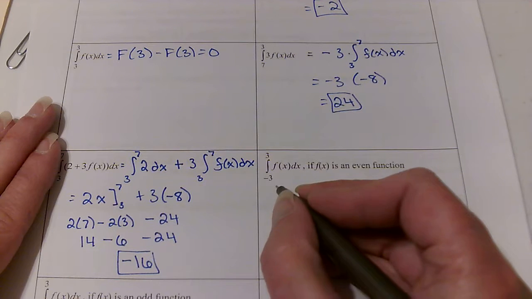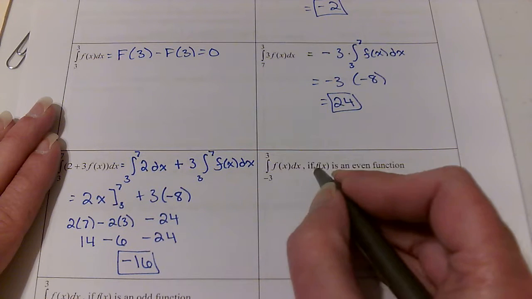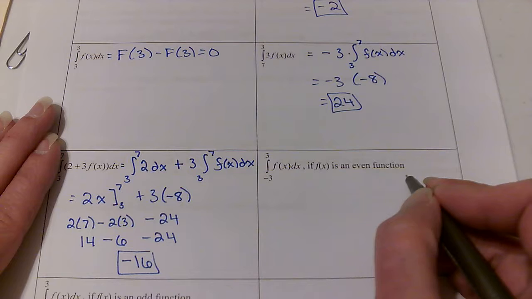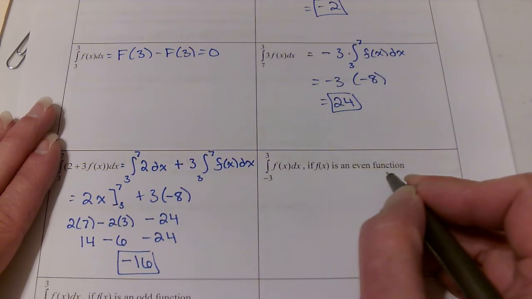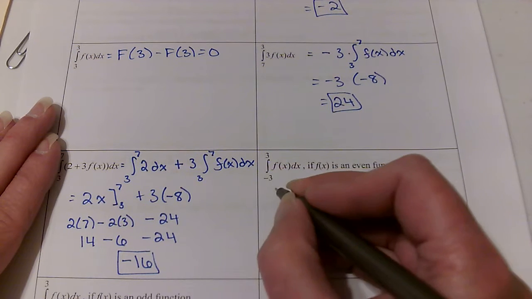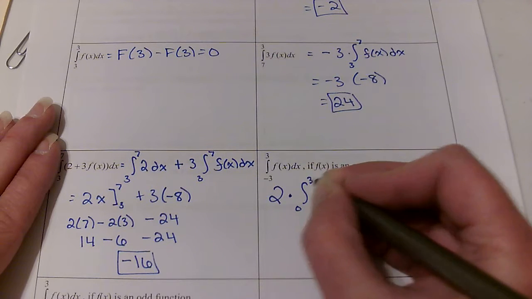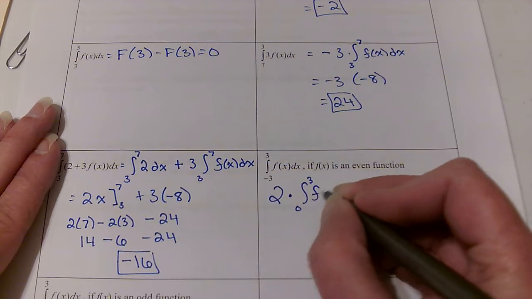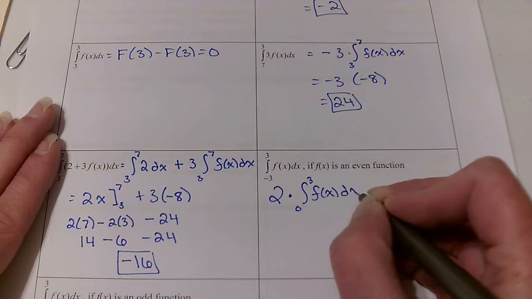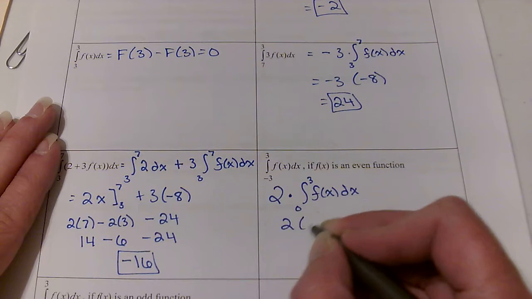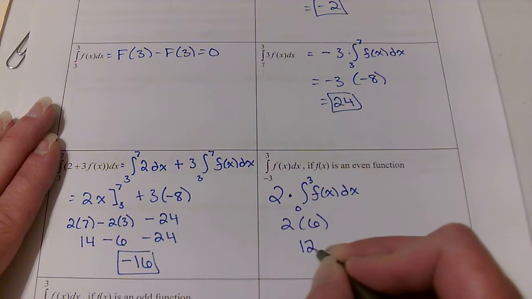The integral from negative 3 all the way to 3 if f of x is even. So even meant it was symmetrical about the y-axis. So from 0 to 3, it's going to be the same as from negative 3 to 0. So this is just twice as big as the integral from 0 to 3. So 2 times 6 is 12.